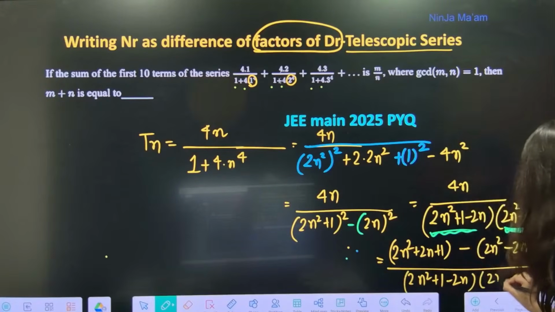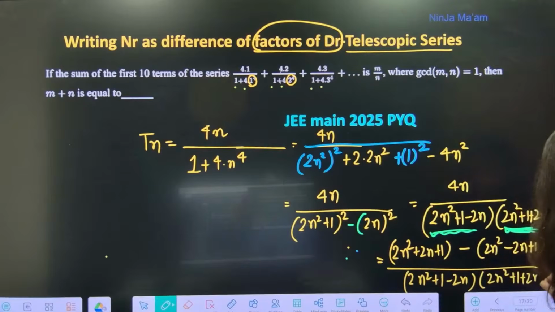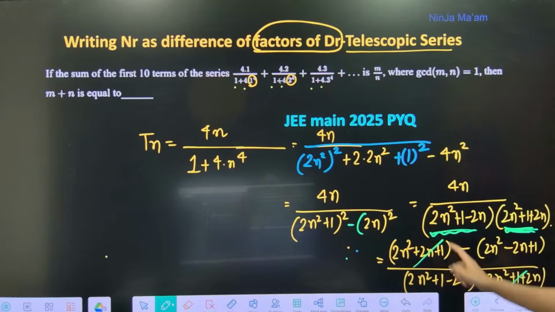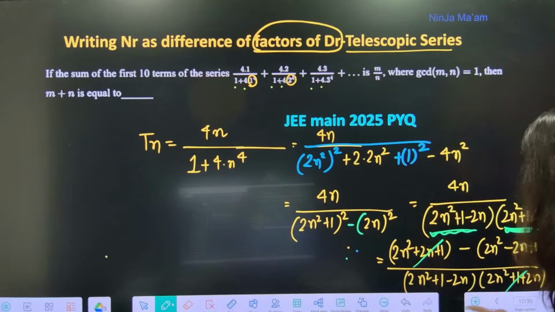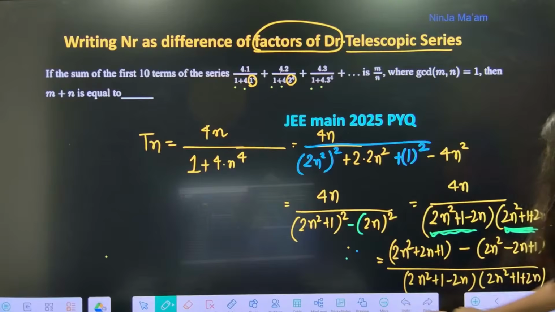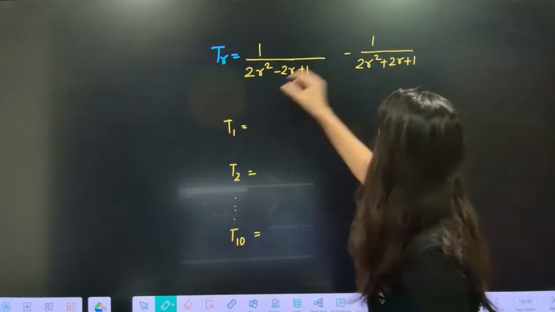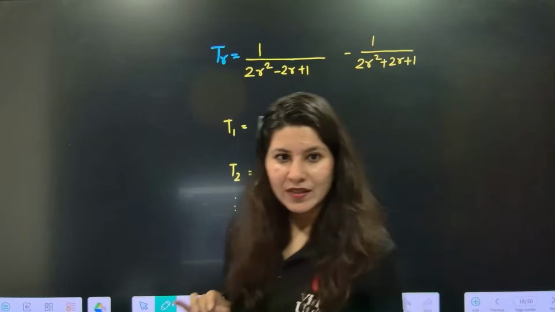And the moment you separate this upon the whole, can you see this and this cancel out? So 1 upon 2n squared plus 1 minus 2n. Okay, so if you separate, you are going to get 1 upon this minus 1 upon that. Right? This is your Tn.